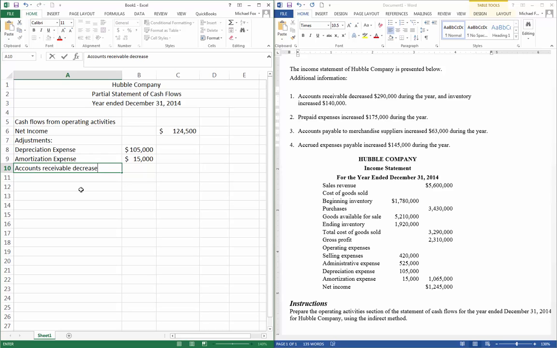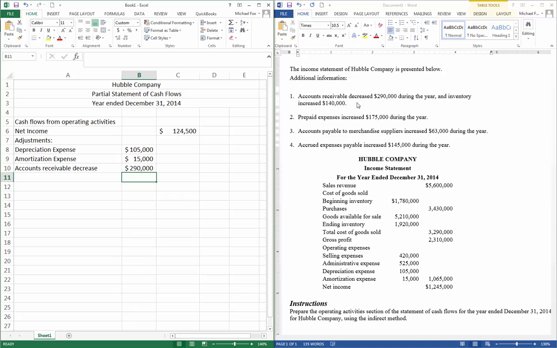And then with liability accounts, it's the opposite, meaning if a liability account increases, then we're going to adjust our cash upward, and if a liability account decreases, we're going to adjust our cash downward. Again, the short way to think of that is if my liability increases, that means I'm borrowing money, so I'm going to have more cash. And if a liability decreases, it means I'm paying off debt, which is going to take cash. All right, so accounts receivable is an asset. It's decreasing by $290,000, so we're going to adjust our cash up by $290,000.